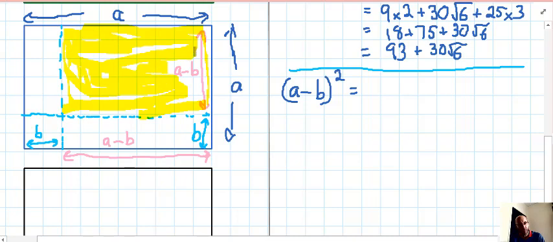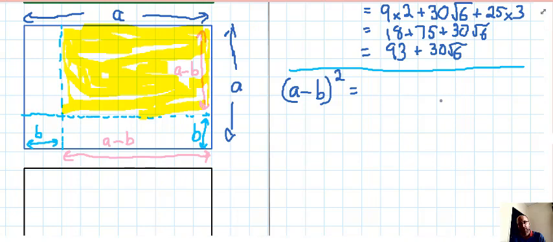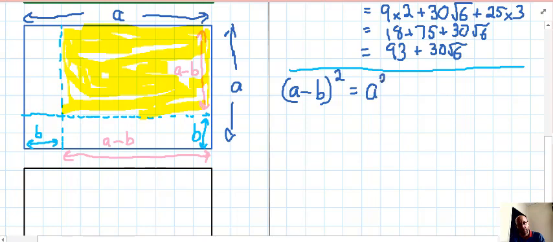Okay, I don't really care about the quality of my colouring in right now. How did we get it? Well, we started with the big rectangle, so that's a by a, or a squared. Then we started taking off a couple of other things. We took off the strip along the bottom, we subtracted that off, so that area there.